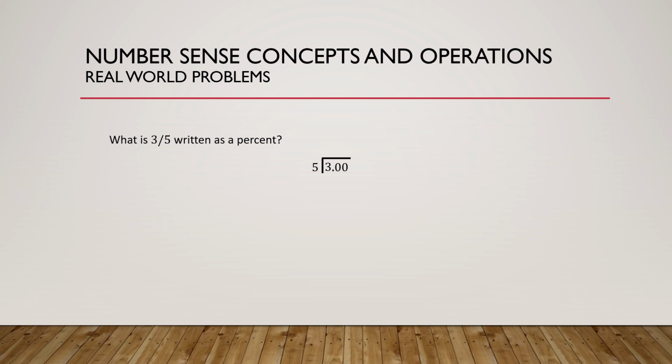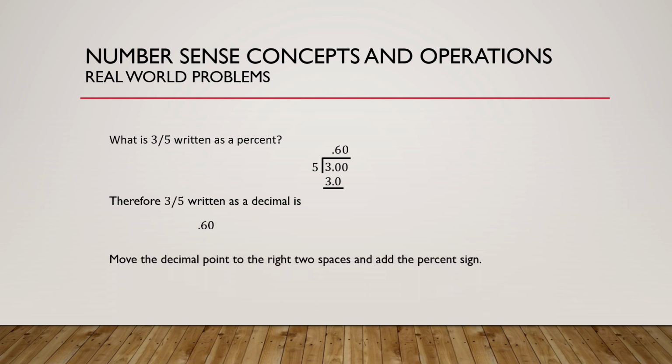5 goes into 30 6 times. Place the 6 and carry up the decimal. 6 times 5 is 30. Nothing is left over, so we'll include the second zero. Therefore, 3/5 is 0.60 written as a decimal. Now, to convert from decimal to percentage, move the decimal 2 places to the right and add the percent sign. 3/5 is equal to 60%.